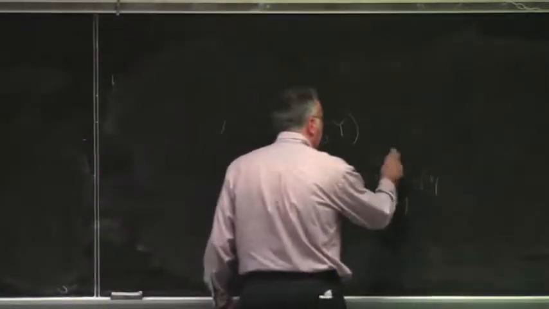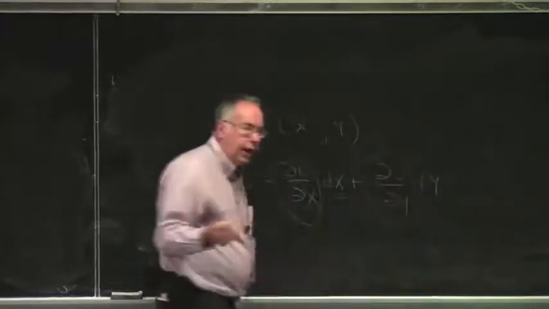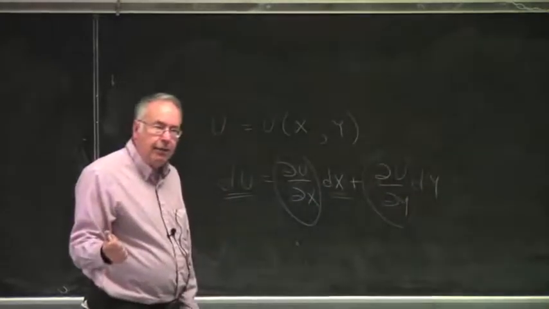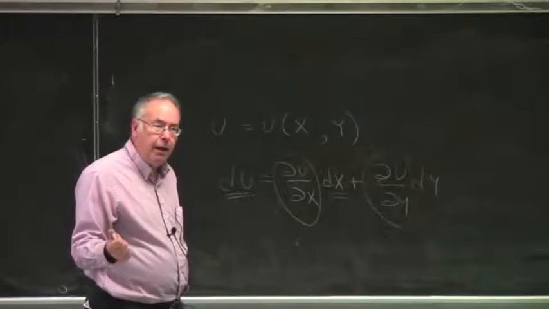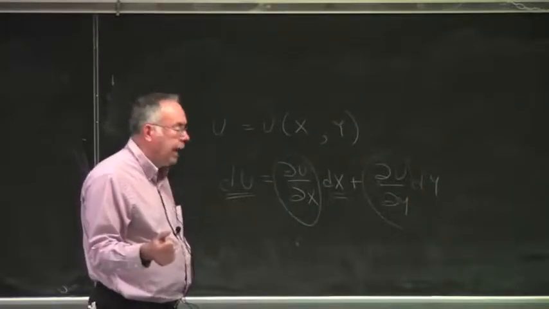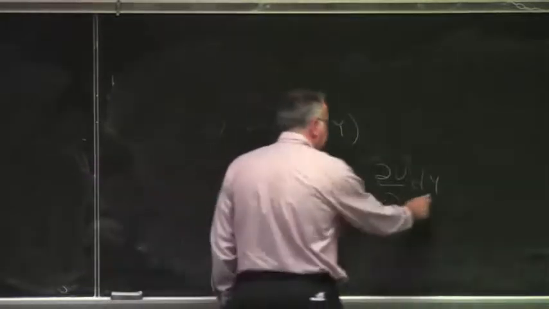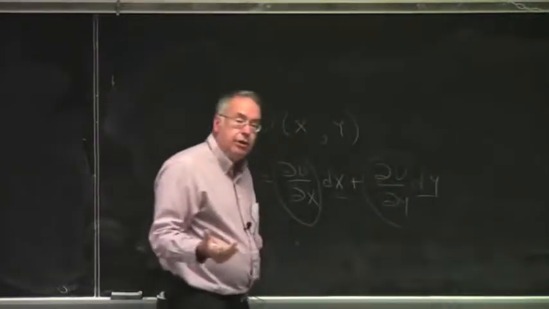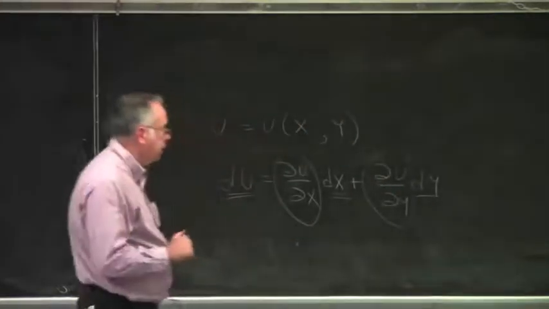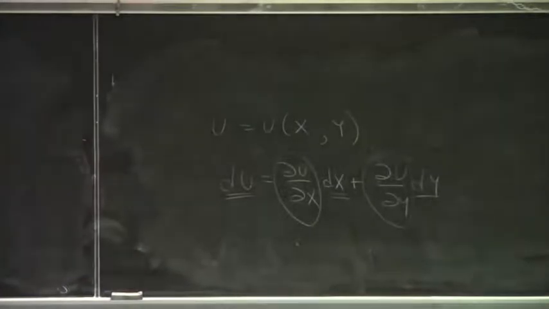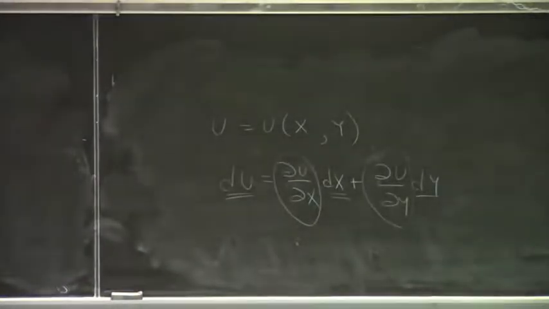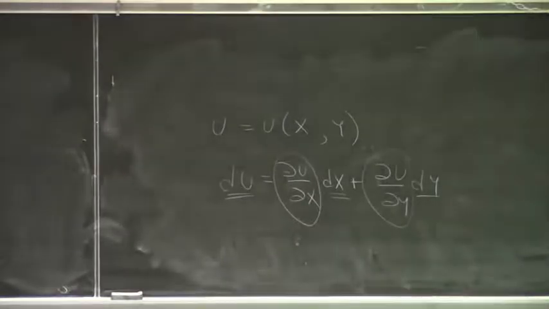Plus partial u, partial y, which is the marginal utility of good y. Then you multiply that times the change in y. So all this says in words is the total change in utility is the marginal utility of good x times the change in x, plus the marginal utility of y times the change in y.